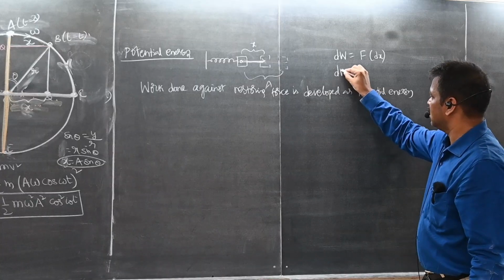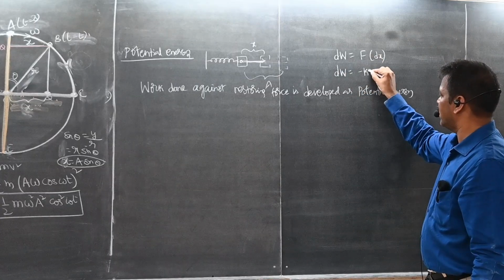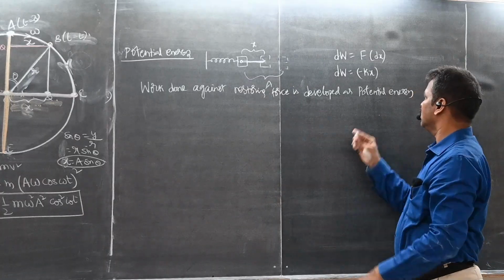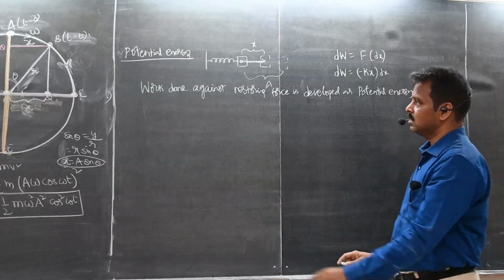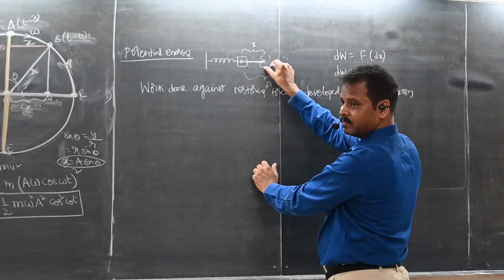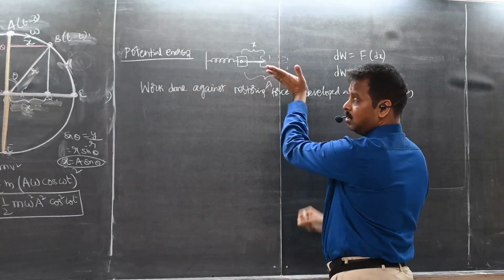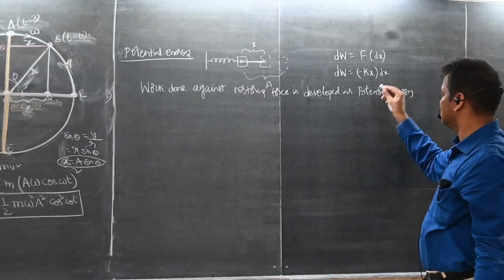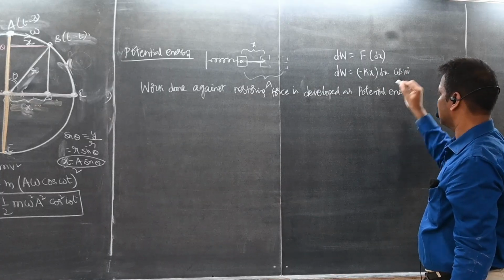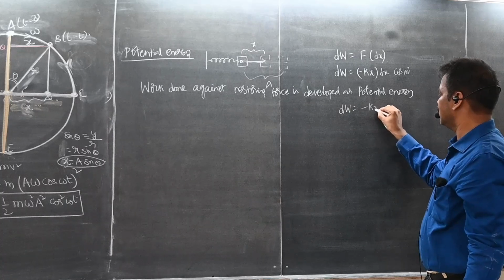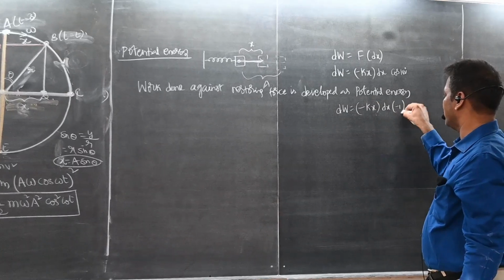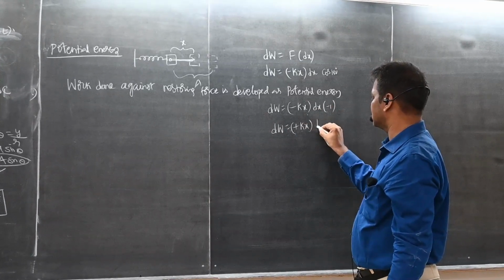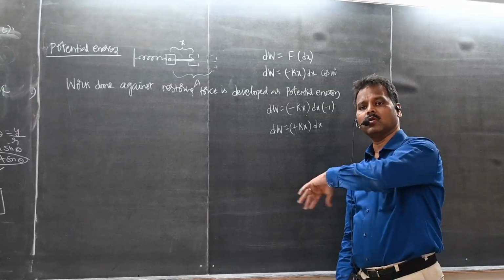Now here I am writing dW is equal to F, F is equal to minus kx for simple harmonic motion, into dx. Here, when I am pulling this side, we are doing work against the restoring force. Restoring force is acting on the left side, but displacement is on the right side. Both are opposite to each other, so I have to take cos 180. So what is dW? Minus kx into dx into minus 1. So dW is plus kx into dx.